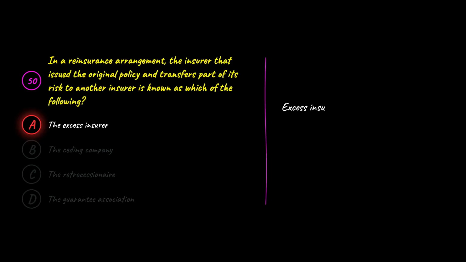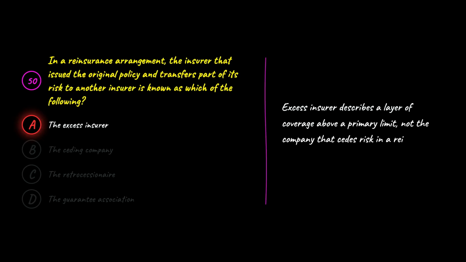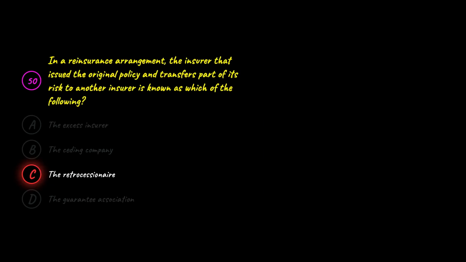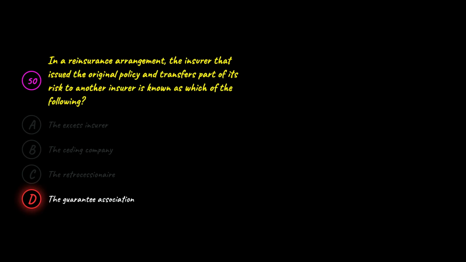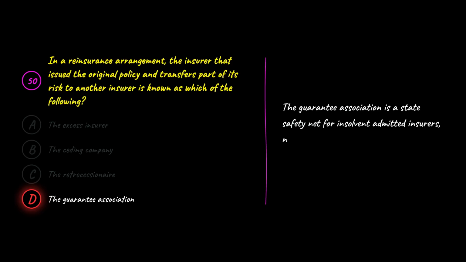A is wrong because excess insurer describes a layer of coverage above a primary limit, not the company that cedes risk in a reinsurance transaction. C is wrong because a retrocessionaire accepts risk that a reinsurer itself passes along, which is a further step removed from the original ceding insurer. D is wrong because the guarantee association is a state safety net for insolvent admitted insurers, not a party that assumes ceded risk through reinsurance.